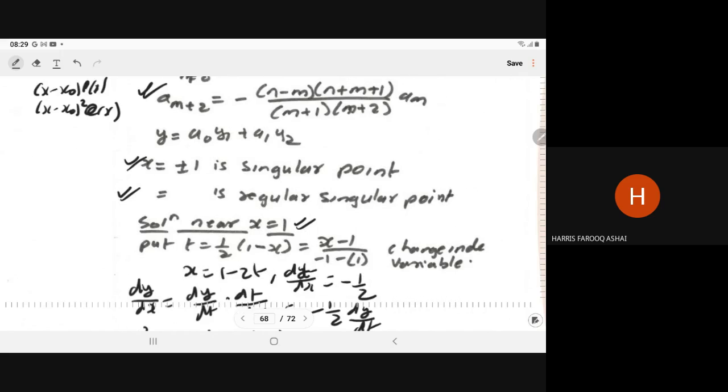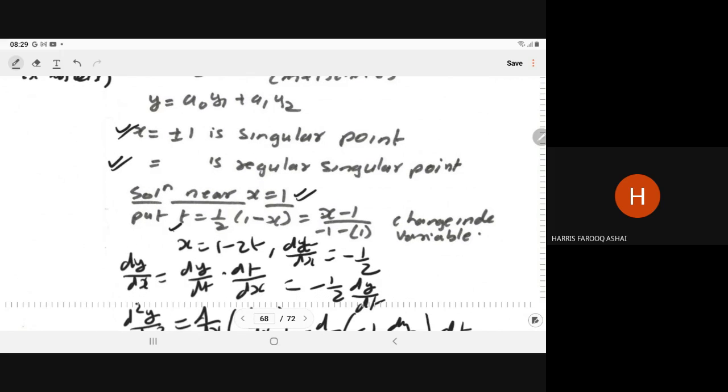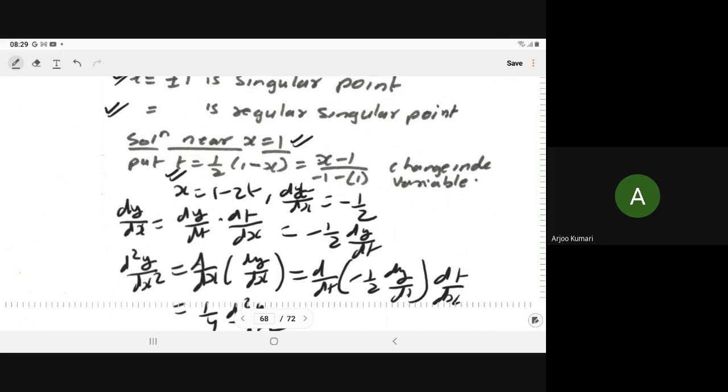When we take this substitution, it will become t is equal to 1 by 2 (1 minus x). So here we change the independent variable from x to t by the substitution (1 minus x) upon 2, or x is equal to 1 minus 2t. So you will get dt by dx as minus half. So when we compute dy by dx, dy by dx is what? dy by dt into dt by dx, that is minus half dy by dt.